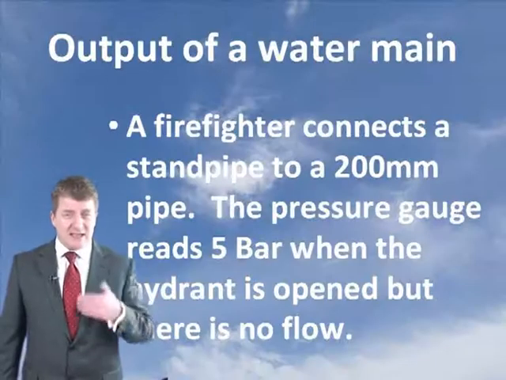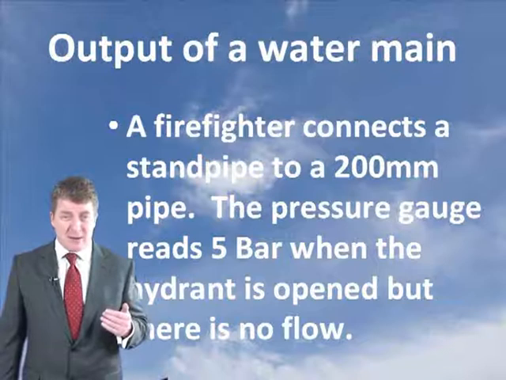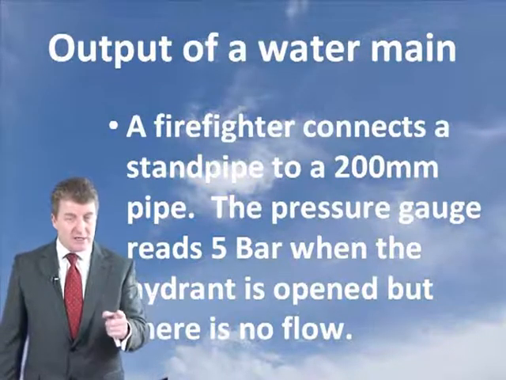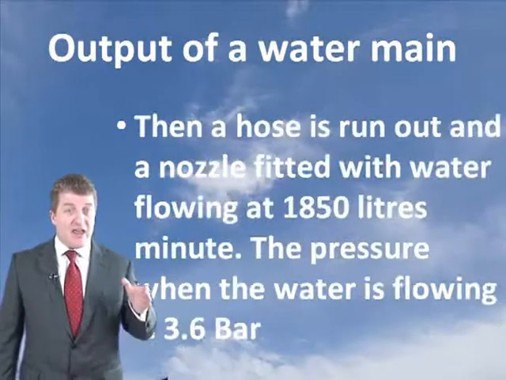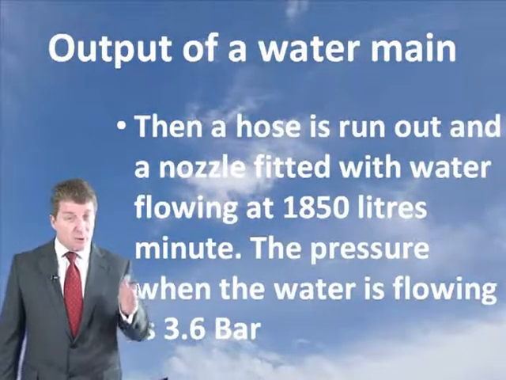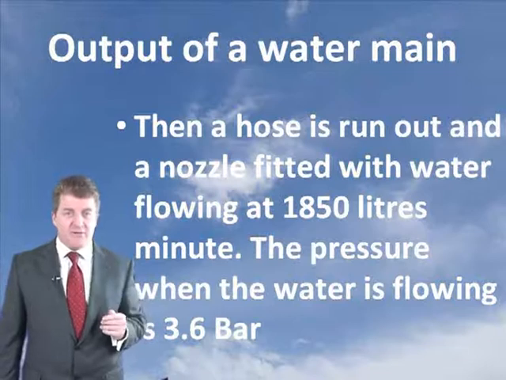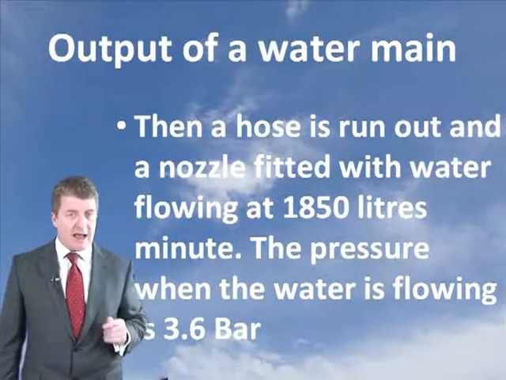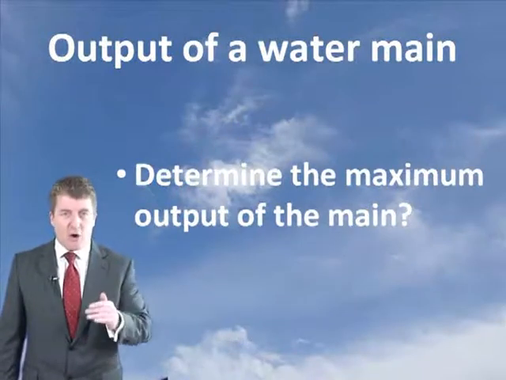A firefighter connects a standpipe to a 200mm pipe. The pressure gauge reads 5 bar when the hydrant is opened, but there's no flow. Then a hose is run out and a nozzle fitted with water flowing at 1850 litres a minute. The pressure when the water's flowing is 3.6 bar. Determine the maximum output of the main.